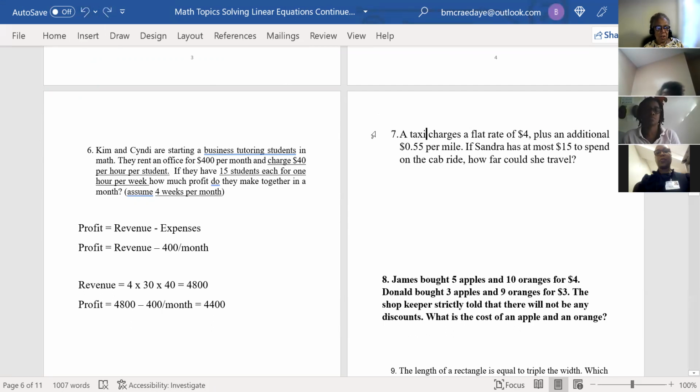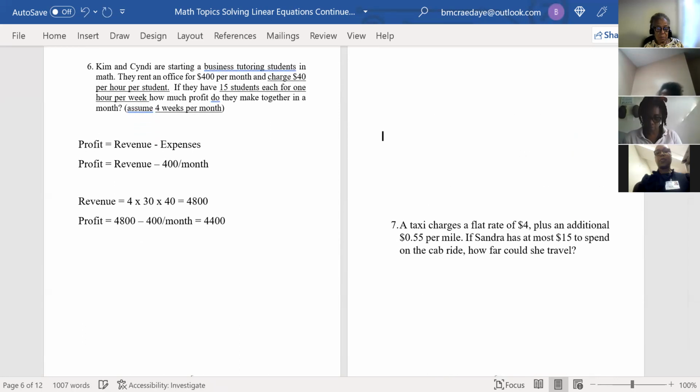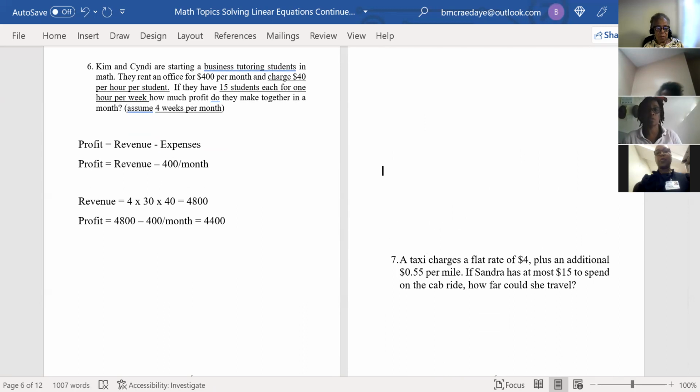A taxi charges a flat rate of $4, with an additional cost of 55 cents per mile. If you have a flat rate and a variable cost per unit, this is y = mx + b. You just need to plug in the values.